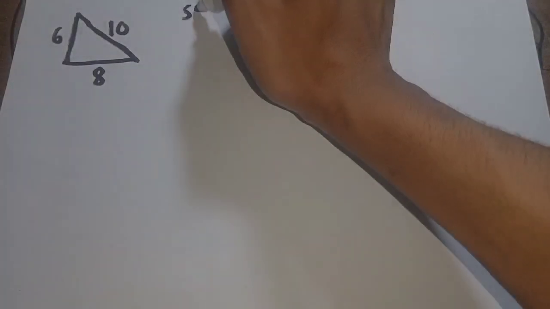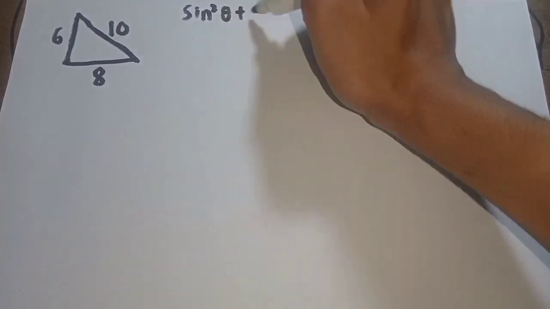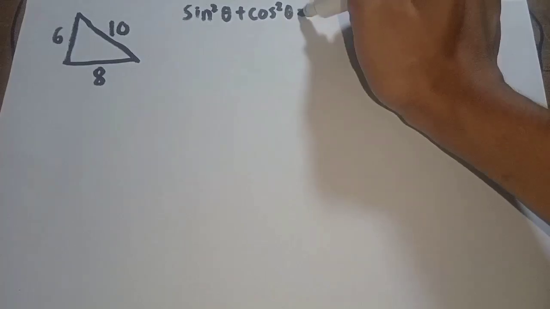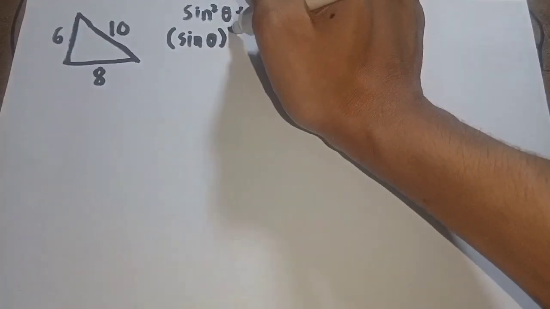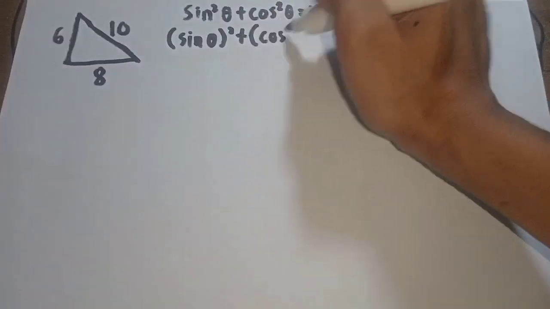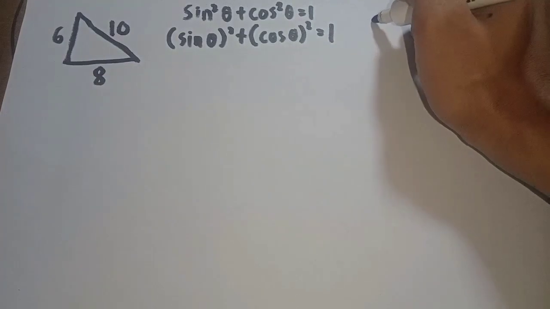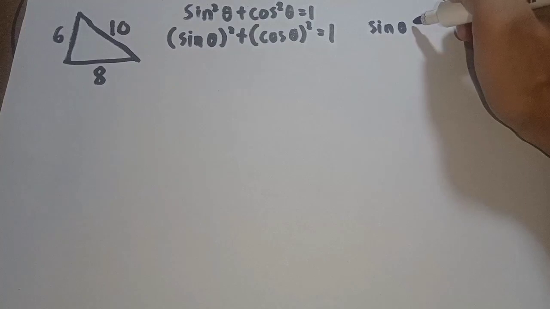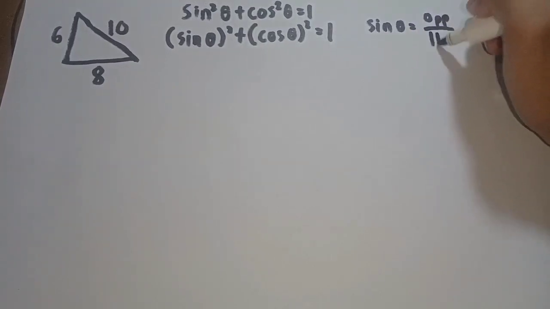Let's verify our answer using the Pythagorean identities. Let's use first sine squared theta plus cosine squared theta is equal to 1. I will first change the notation in order for you to understand. Our next step is to find the value of sine theta and cosine theta. We will use SOHCAHTOA.